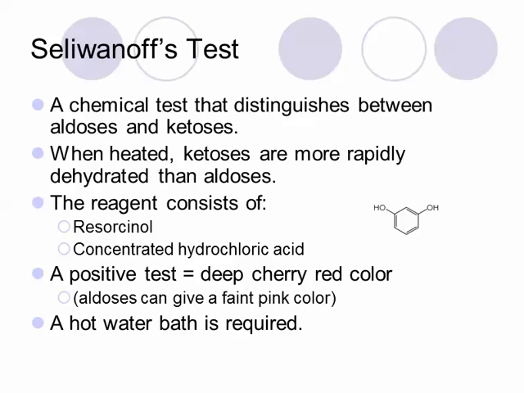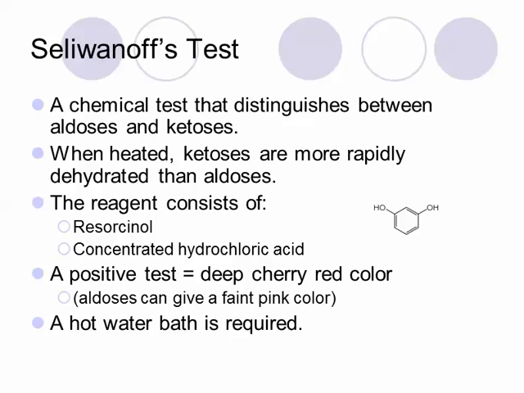The next test that we can mention is something called the Seliwanoff test. The Seliwanoff test distinguishes between aldoses and ketoses. So once you figure out how many carbons are involved in the sugar, you then need to know, do I need to look at the aldose chart or do I need to look at the ketose chart in order to figure out what sugar I'm trying to ID? Well, the Seliwanoff will do that for you.